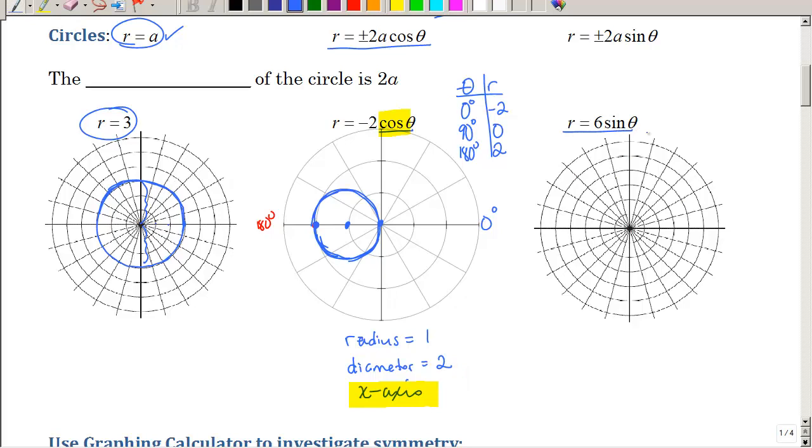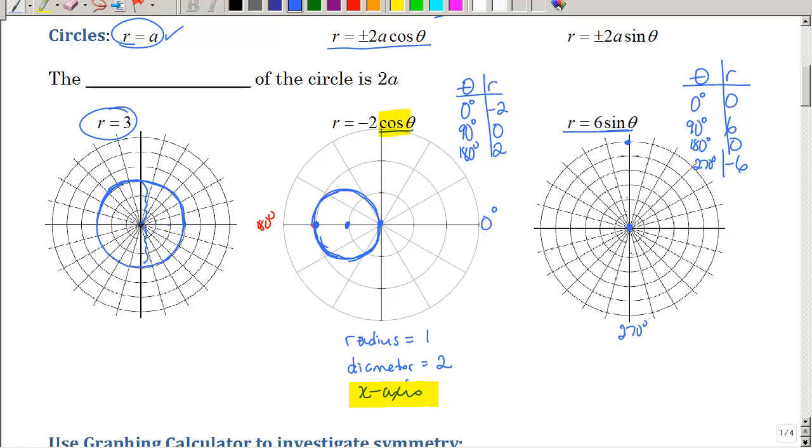So what about this one? r equals 6 sine theta. We can go through the same thing. If we let theta be 0 degrees, the sine of 0 is 0, so we would start out at the pole. Then at 90 degrees, the sine of 90 is 1 times 6. So up here, 1, 2, 3, 4, 5, 6. At 180, we get back to 0. We're back down to here. And at 270 degrees, it's negative 1 times 6, which is negative 6.